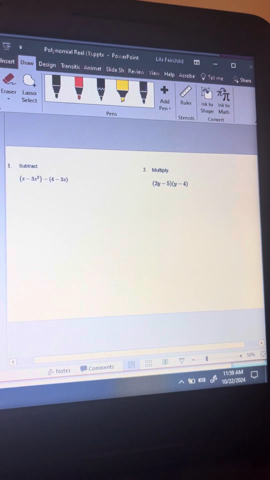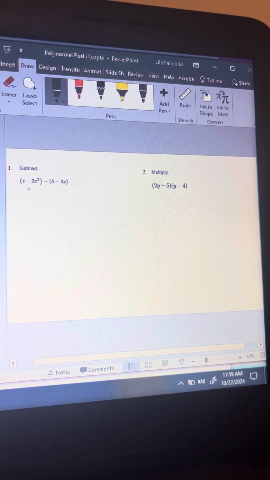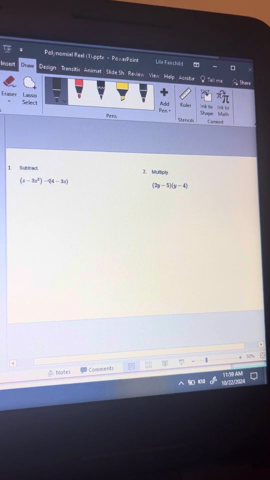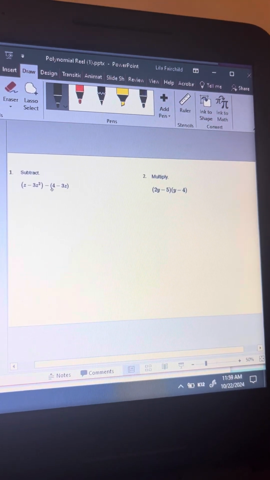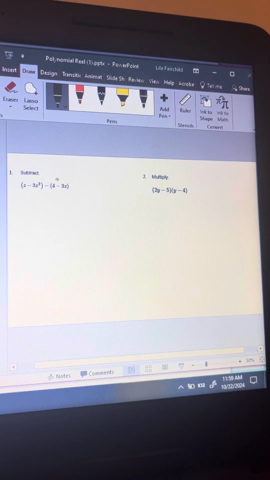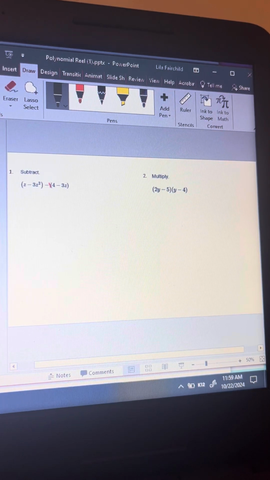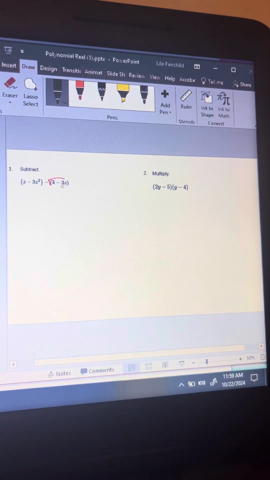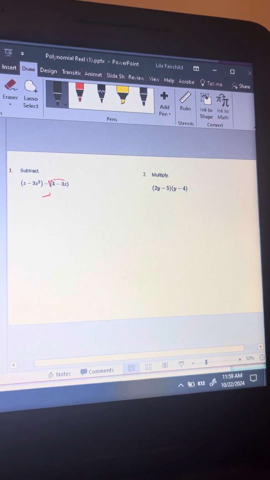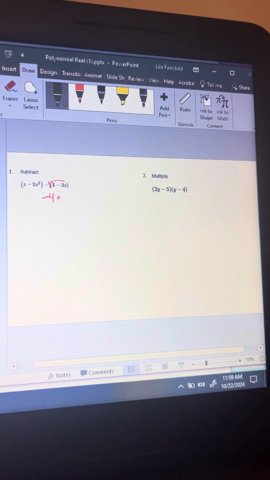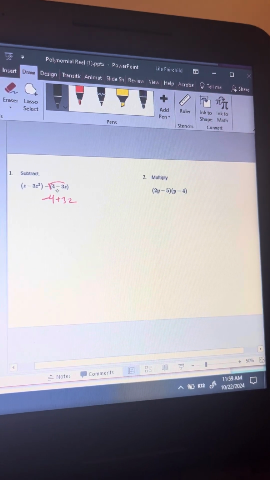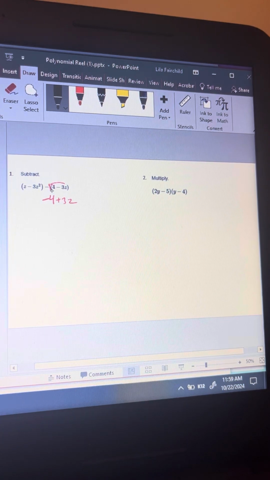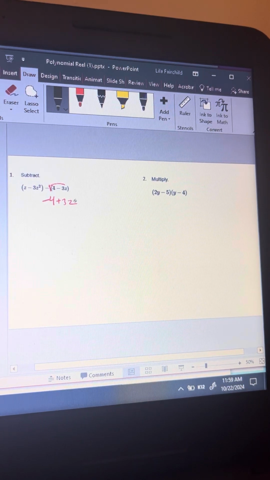Alright, so this is the polynomial reel. For this first one, since it is saying that we need to subtract, but they're in parentheses, you can pretend like there is a -1 right here and distribute that. So it would be -4, and then it would be plus 3z, because it's a negative times a negative.